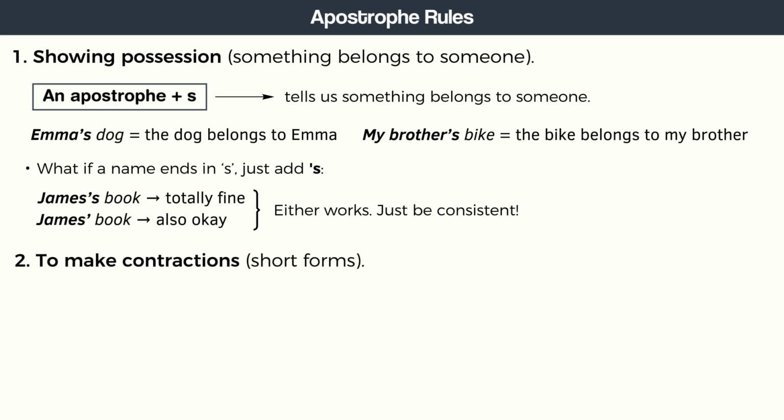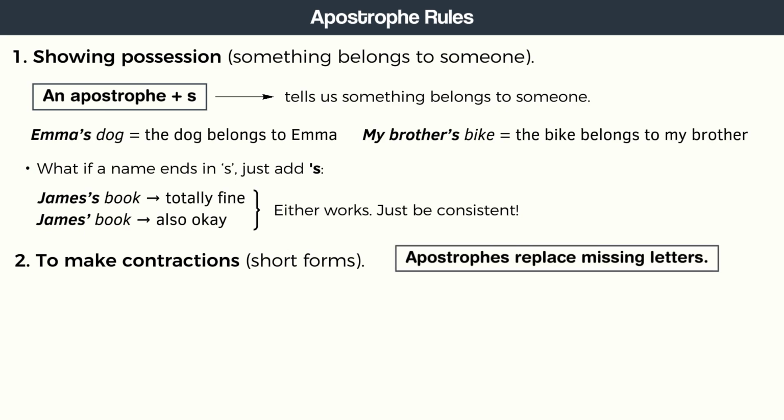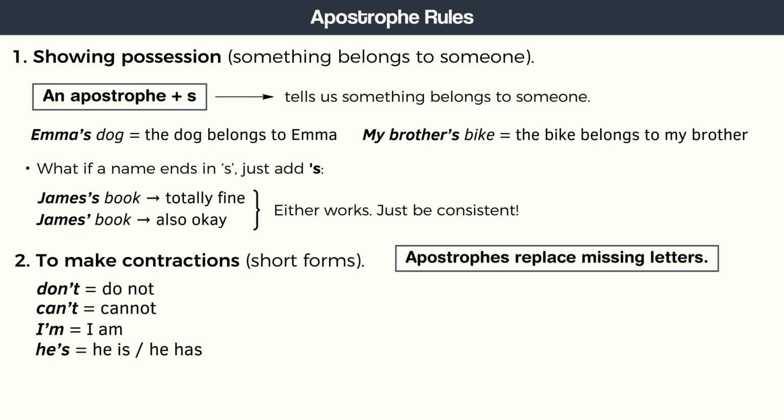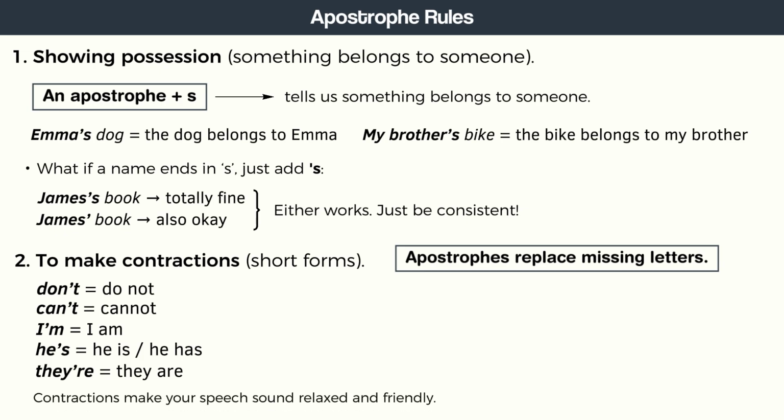2. To make contractions, short forms. Here's where apostrophes help us sound more natural in everyday speech. They replace missing letters. Here are examples. Don't equals do not. Can't equals cannot. I'm equals I am. He's equals he is or he has. They're equals they are. Contractions make your speech sound relaxed and friendly, like you're talking to a friend.